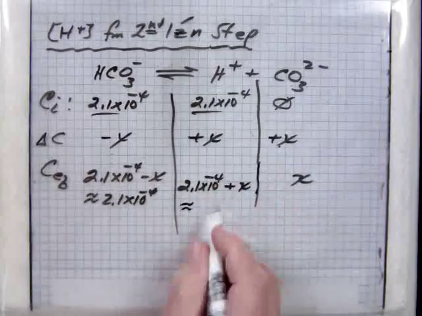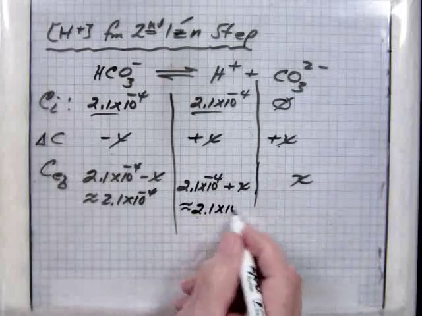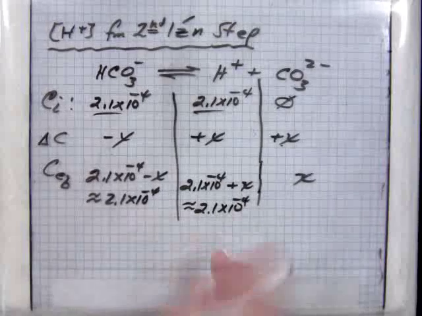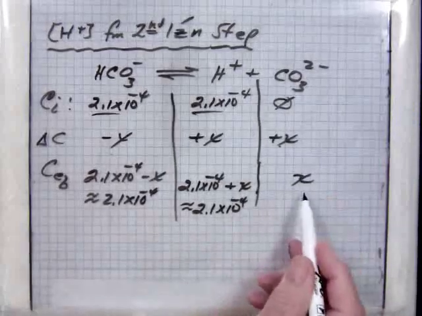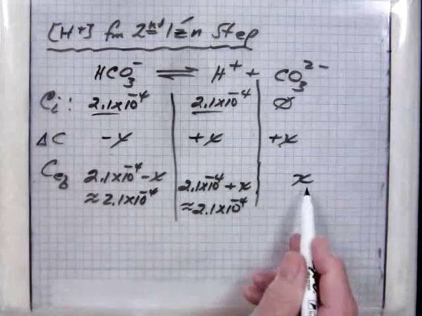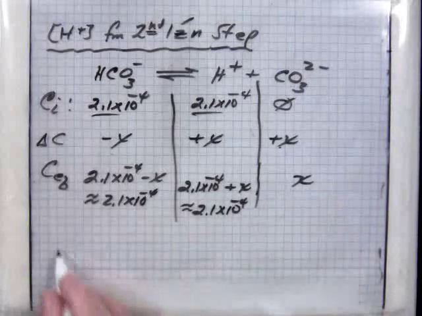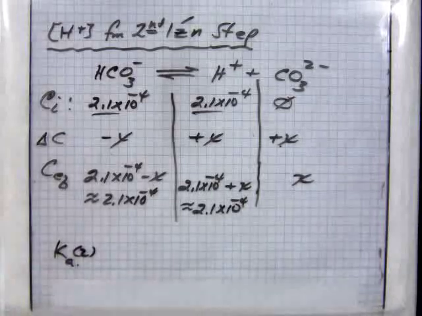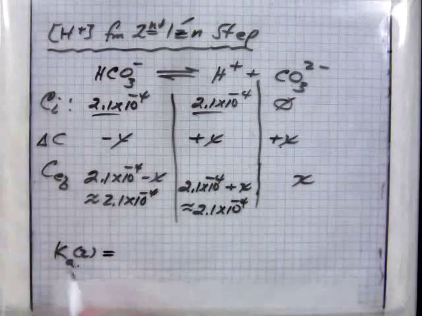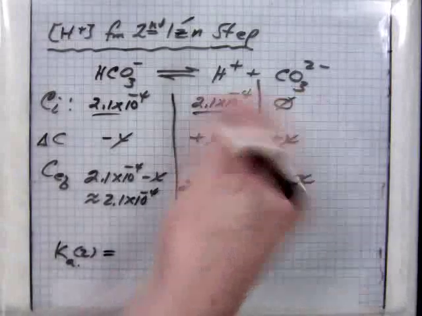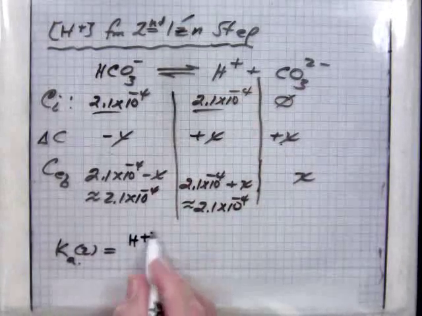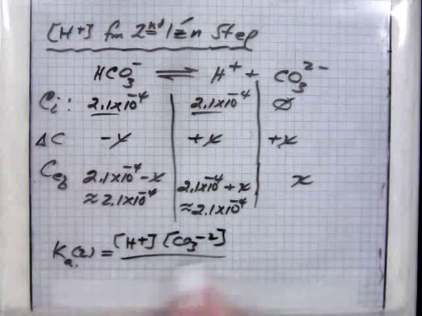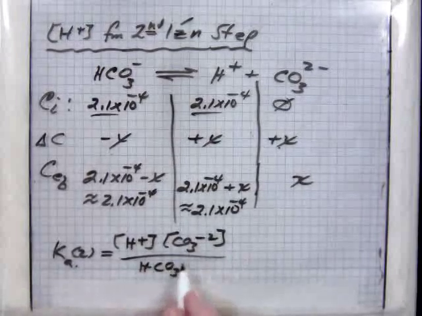And that's so small that we can say this is all that's there. So x will be the amount of hydrogen delivered as well as the carbonate delivered. When you set up the Ka2, I said there was a neat little twist in this. It comes out of this. The equilibrium expression is H plus times CO3 2 minus over HCO3 minus.